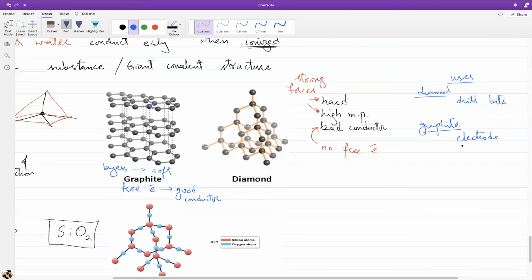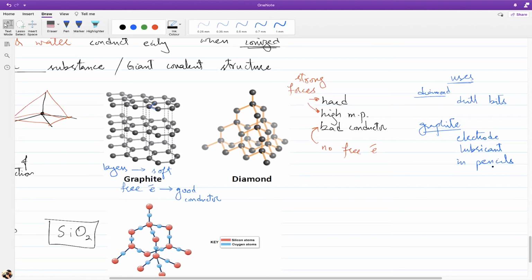And graphite is used as a lubricant. It is used in pencils. You have to explain why diamond is useful as a drill bit, why graphite is useful for these 3 things. So go on. What structure or what property of diamond tells you that it is useful as a drill bit? Hard. It is hard. And why is it hard? It is hard because it has strong forces that keep things the way they are.